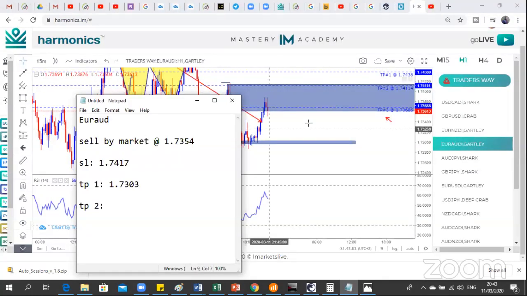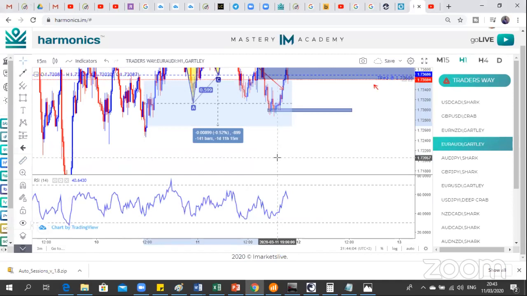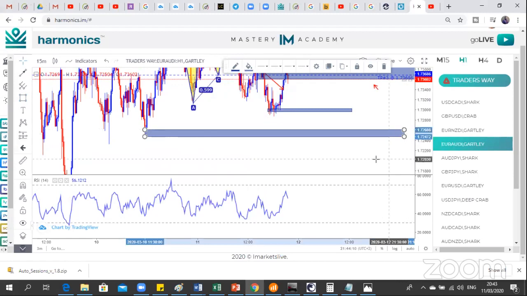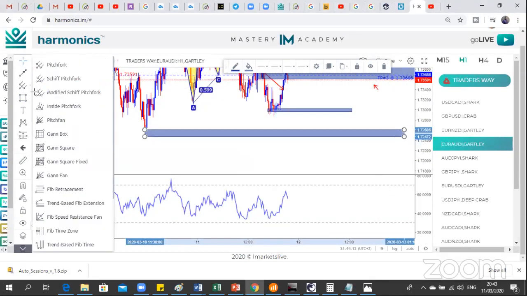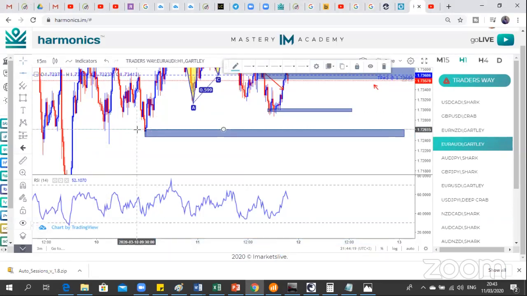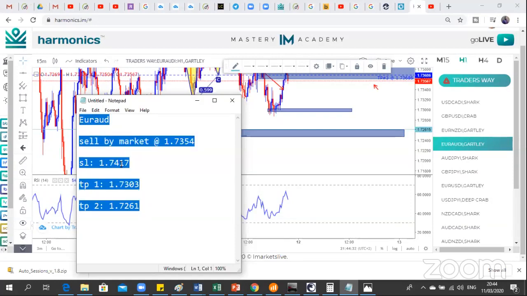Okay, let me give you TP2 because some people want it. Let's see what we have for TP2. Okay, let's do TP2 here: 1.7261. Oh, 61, not 64. Okay. Sell by market.